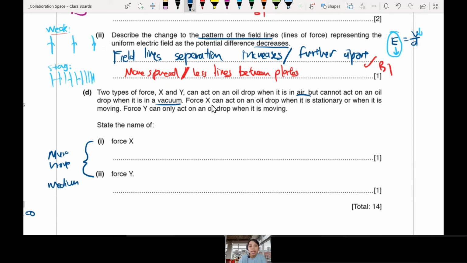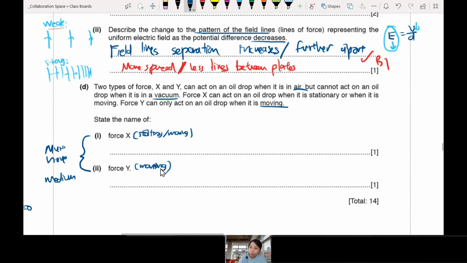Force X acts on the oil drop when it is stationary or moving. So X, you will see this force when the particle is stationary or moving. Both. Force Y can only act when it is moving. So only when you move, you see this force appear. Wow, what force is this? It's been a while since we saw these forces. The second one, I can very quickly tell you, there's only one force I know that only appears when you move. This force is proportional to velocity or velocity squared, also known as air resistance or drag force.